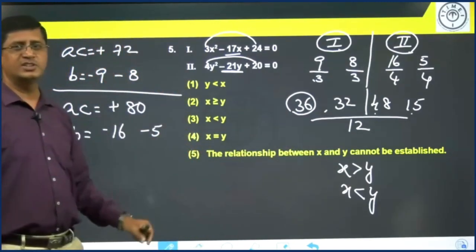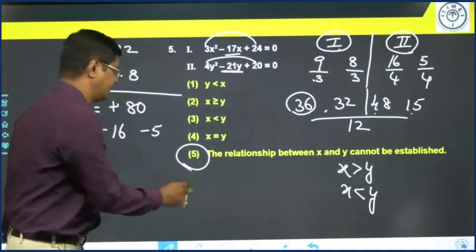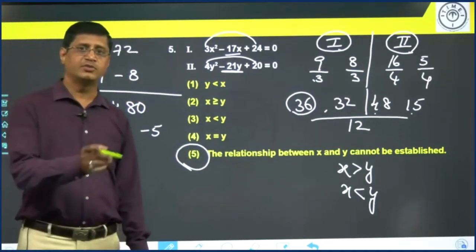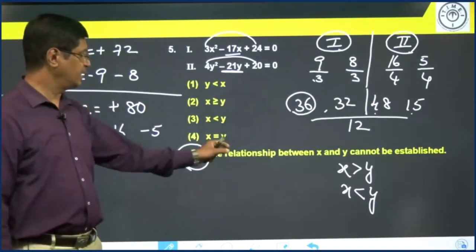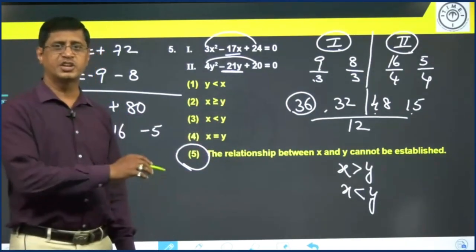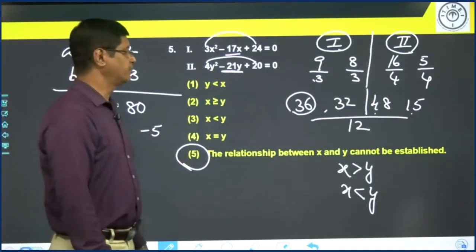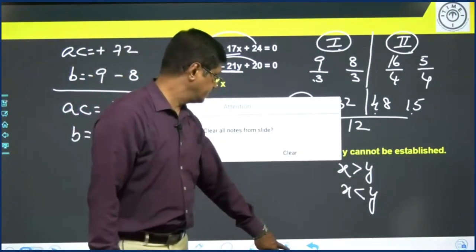There is no combination given in the choices. So what is our answer? The answer is option number 5. It is not possible to make a relationship between these roots. So the relation cannot be established. So the right choice is option number 5. The fifth choice is the right answer.